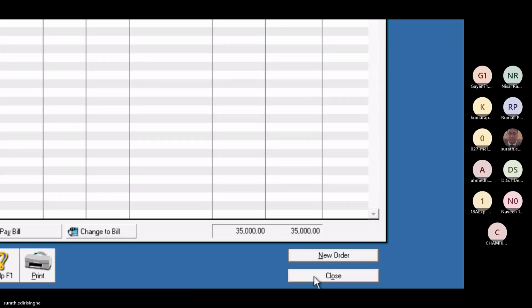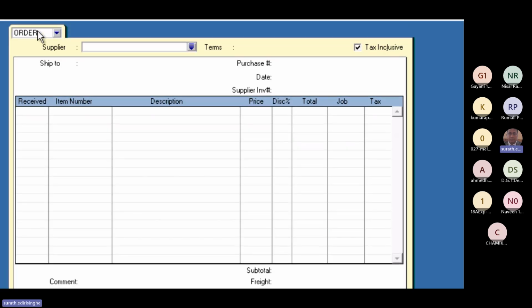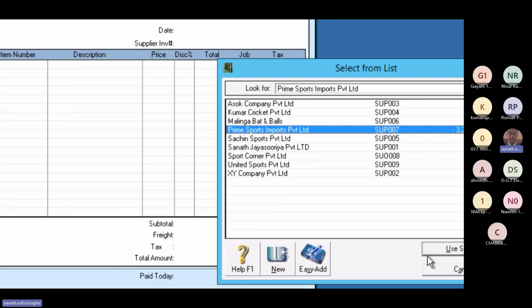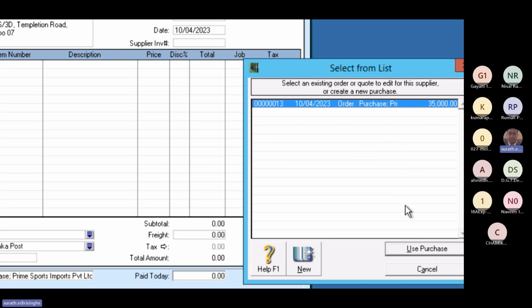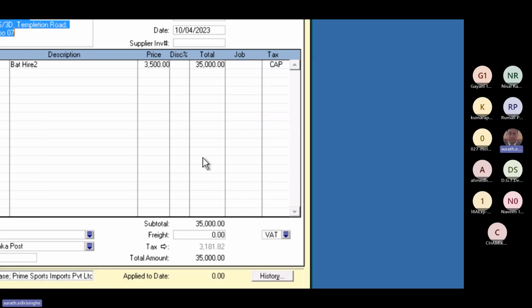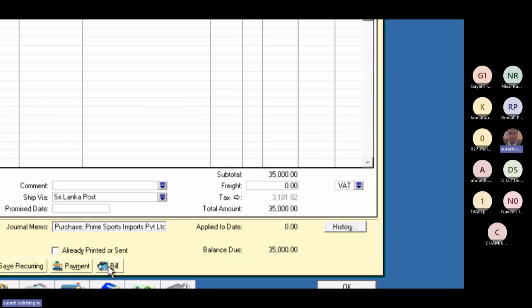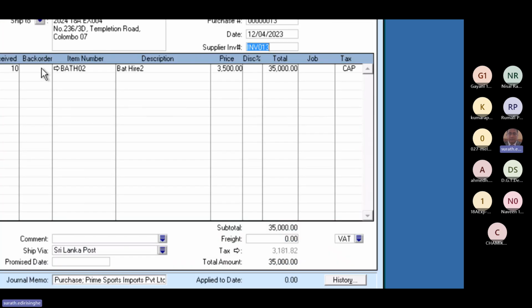Then receive this item. Then GRN, bill option. Prime Sport. Then activate the pending PO. Look at it. Pending PO. What is the GRN date, Ahmad? 12th of April. Then put here INV 013. Then click on the bill option. Then activate the back order.